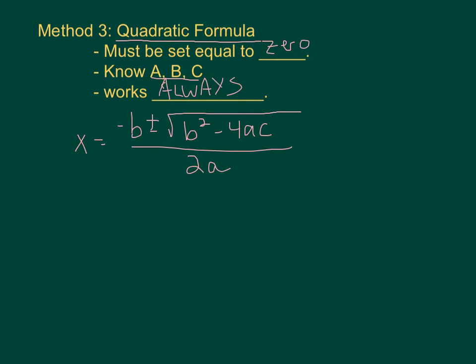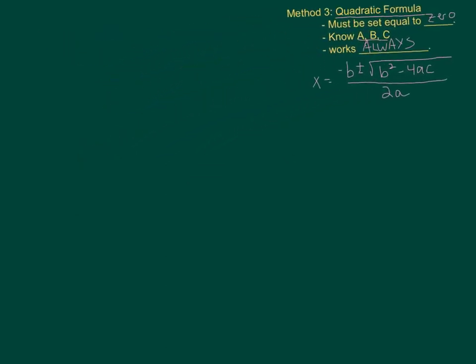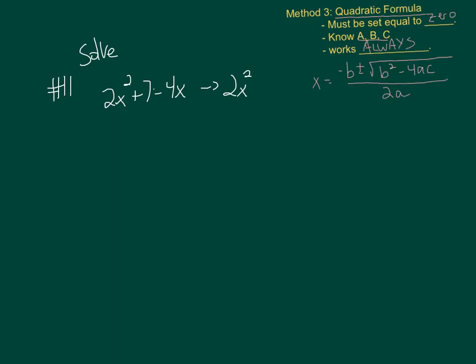Okay, so let's do an example. Let me just make this a little bit smaller, but I still want to be able to see the quadratic formula. Here's the example. This is example number 11. Solve, using the quadratic formula, 2x squared plus 7 equals 4x. Well, first things first, that's not even written in the right order. So let's do that. 2x squared, bring over the 4x negative, make sure it's in the middle, plus 7 equals 0. Now our A is 2, our B is negative 4, and our C is 7.